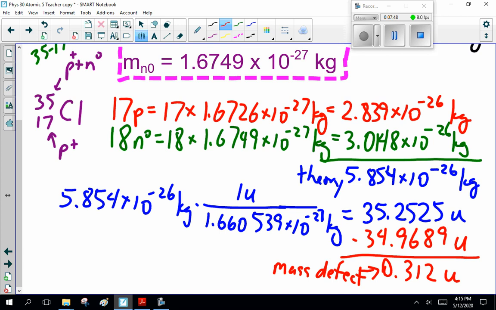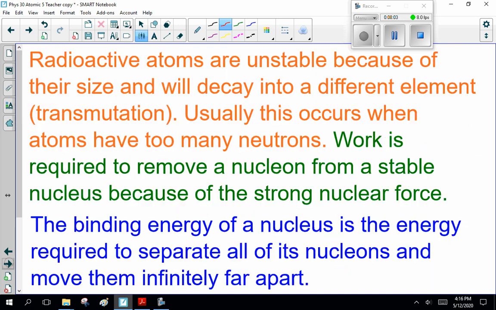Now, notice I went backwards and forwards from kilograms to atomic mass units. I'll do a couple more examples later, and one I'll do all atomic mass units, and one I'll do all kilograms. Anyway, get the idea of what's going on here.